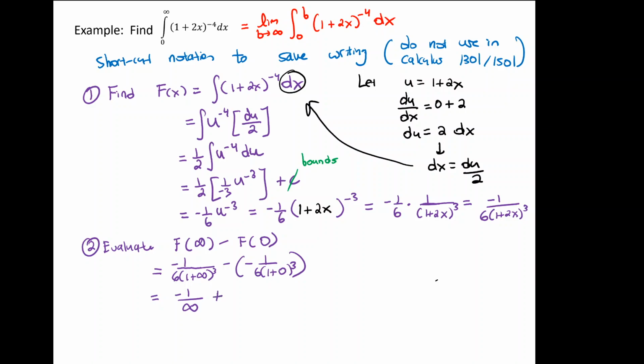And the last second piece, positive from the negative times negative, and we get 1 over 6, since 1 to the 3 is 1. 1 over infinity, whether negative or positive, is going to be 0. And we get 1 over 6. Converges to 1 over 6 as our answer.